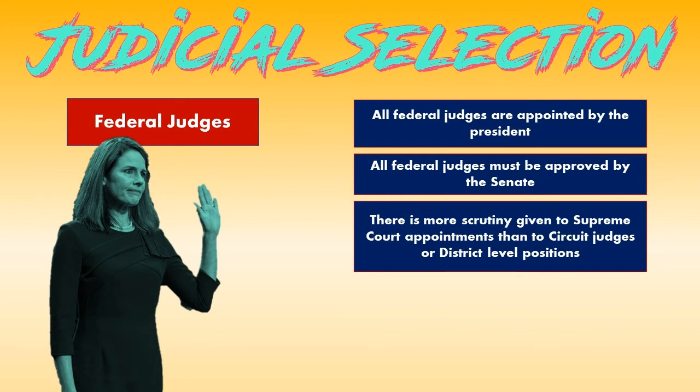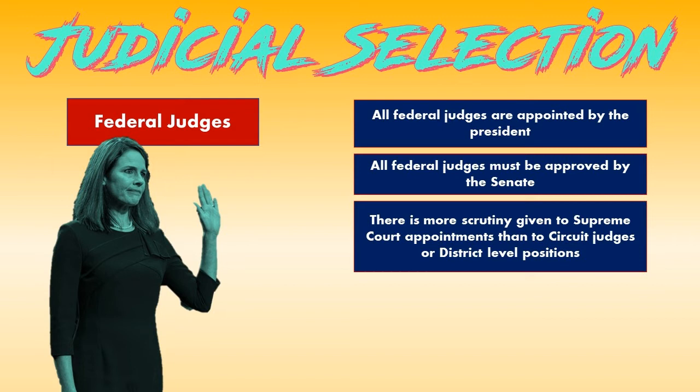So the president is appointing lots of judges at lots of different levels here. Each one has to be appointed by the president and approved by the Senate, because that's what the Constitution says. Now, for the Supreme Court, there's a lot of scrutiny here, because these are the 9 people that make the final decision on everything. We pay a lot less attention to appointments to district level court and to circuit courts.